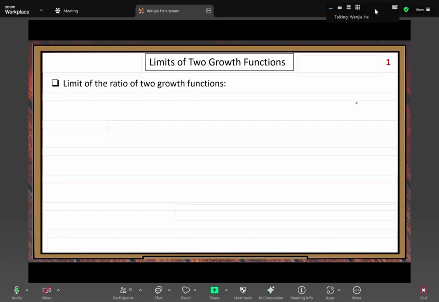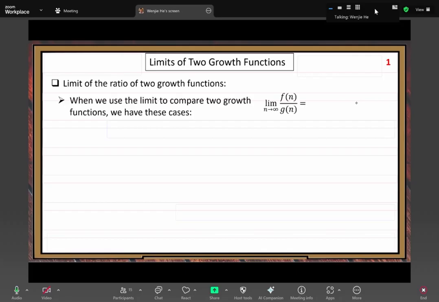When we calculate the limit of the ratio of two growth functions, we want to see how many different cases we have. Now we want to study those cases. Here we consider this limit where n goes to infinity of the ratio of two functions, f of n over g of n, corresponding to two growth functions. Typically, there are four different cases. Look at these four different cases.